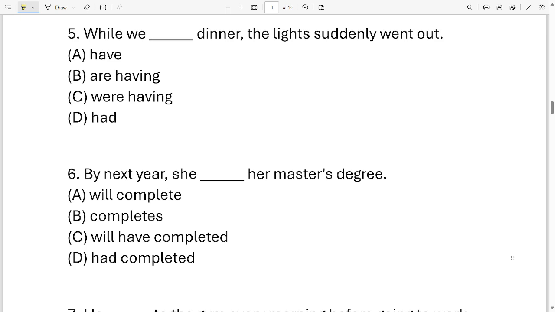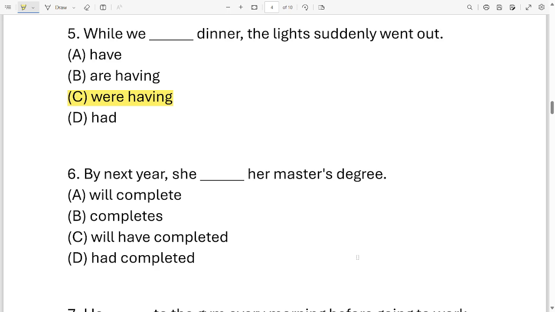Next sentence. While we dash dinner, the lights suddenly went off. Your options are have, are having, were having, had. These are the four options. Which option is correct? It is option C. While we were having dinner, the light suddenly went out.